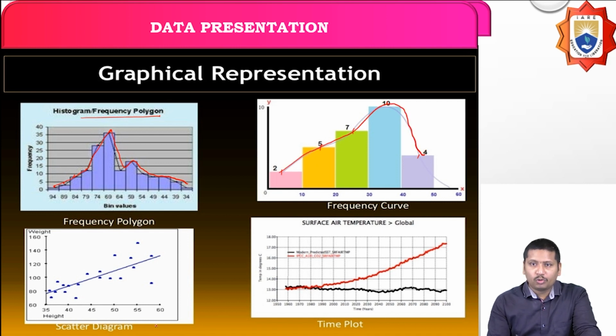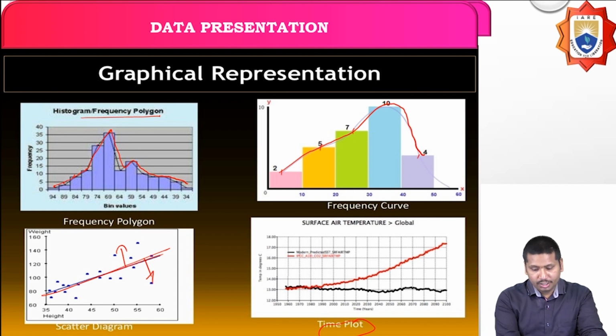And next one, the scatter plot. Here, instead of showing lines and bars, I can show dots and a linear curve by drawing it. I can see how many points lie above the line and below the line. So negative correlation, positive correlation, like this I can clearly identify. And the time plot is another kind of graphical representation for the data. So these are the different ways of representing it.